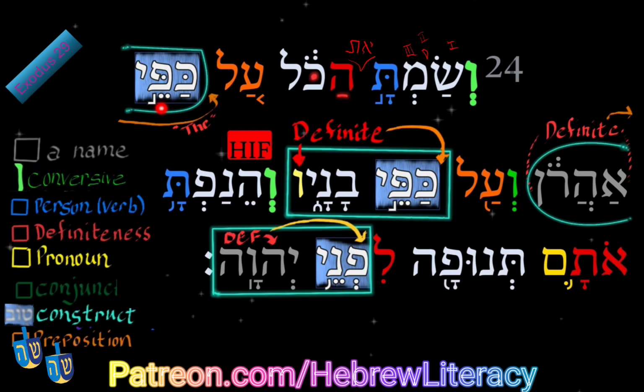So again, the first construct chain, kafei Aharon, was definite because it's a name. The second one here, kafei banaiv, is definite because it's banaiv, the sons of him. So his sons. If it's his sons, we know who they are, so it's definite. So we will also put a "the" in front of this one. So al upon the kafei, that's the kapayim, the palms of banaiv, the sons of him, his sons. Okay.